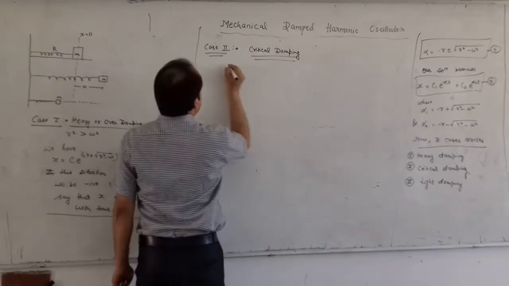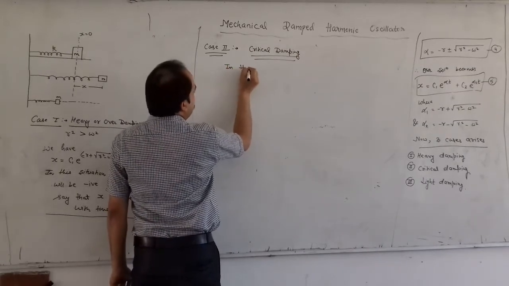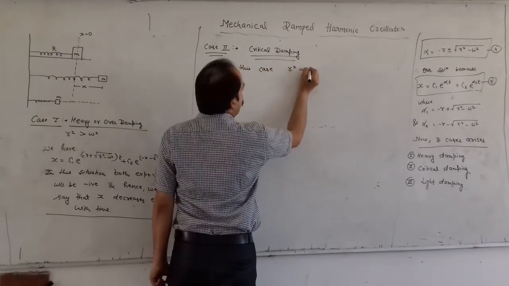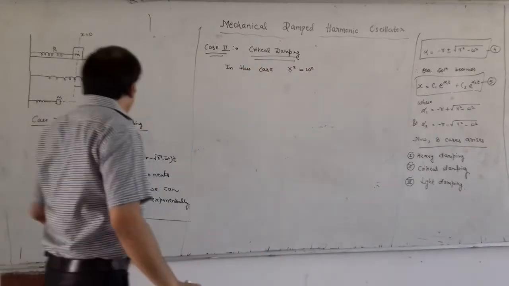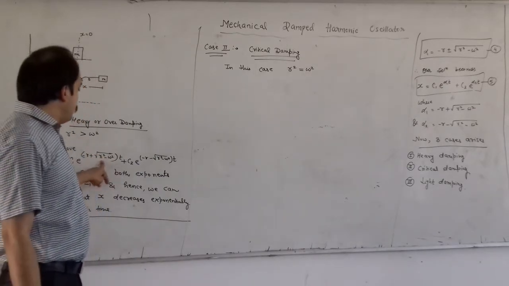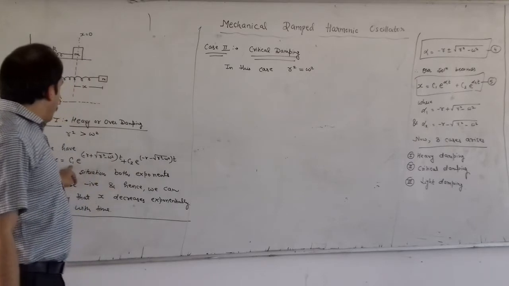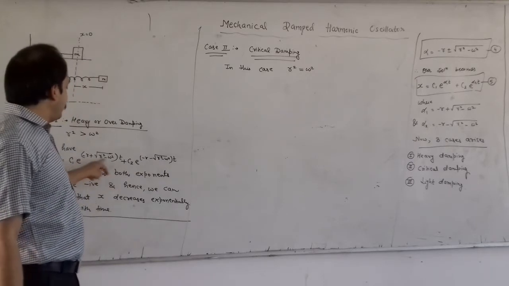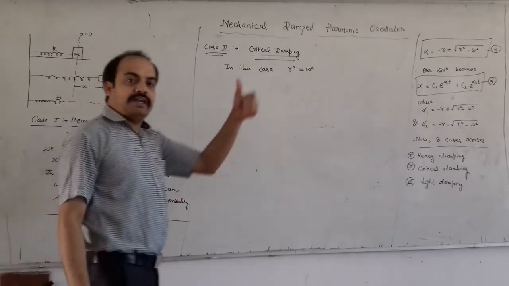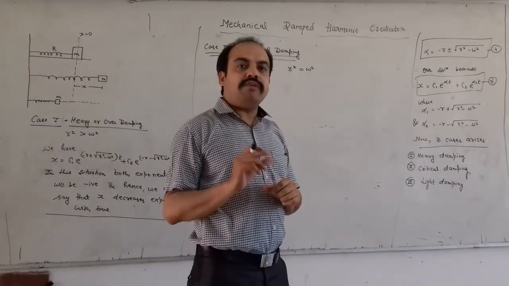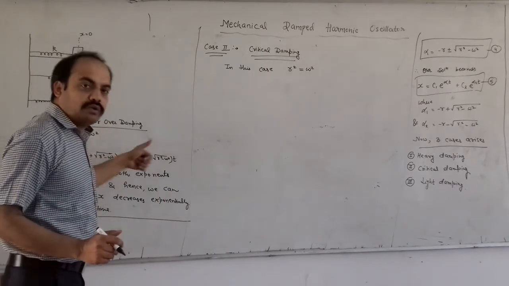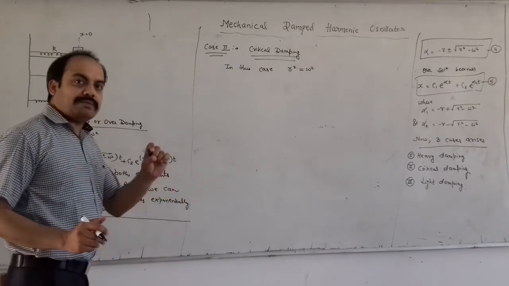In this case, r square will be equal to omega square, right? So when we put r square equal to omega square, this will be equal to 0, this will be equal to 0, and both will become c1 e to the power minus rt, c2 e to the power minus rt. So this will not satisfy our equation of motion. Therefore we will not take r square minus omega square exactly equal to 0. We will take some other quantity.